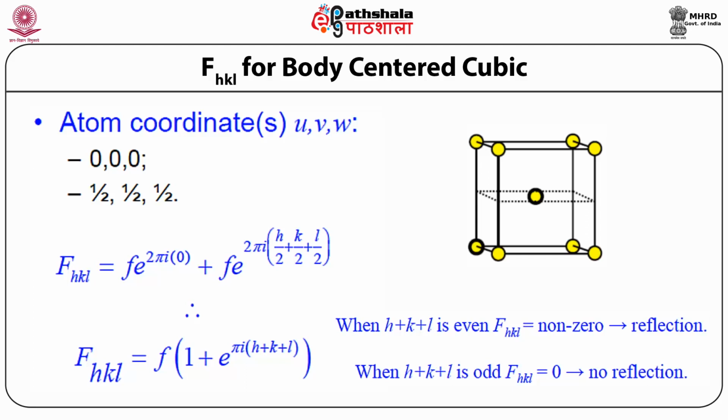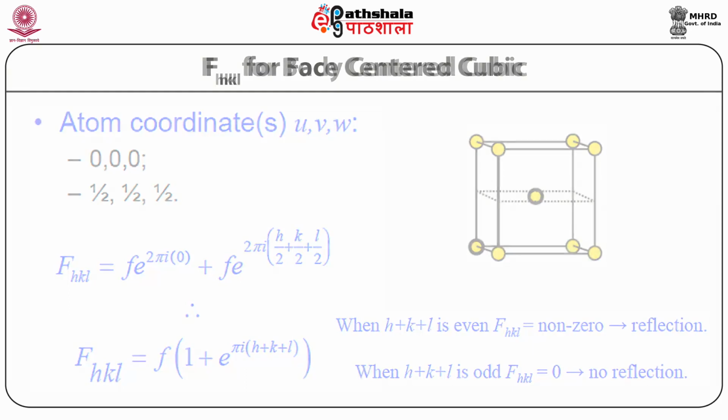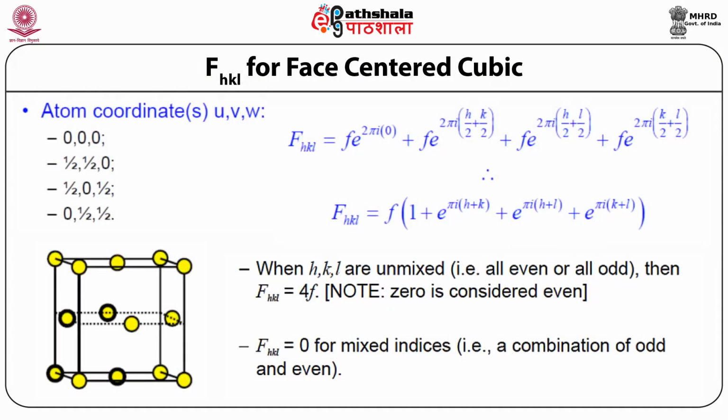It means that they contribute to destructive interference completely, and that particular family of planes does not appear in the X-ray diffraction pattern. So you can see another example of calculating the X-ray structure factor, and this time the unit cell is again modified. This is the FCC unit cell.